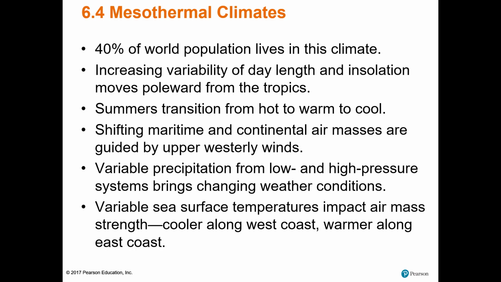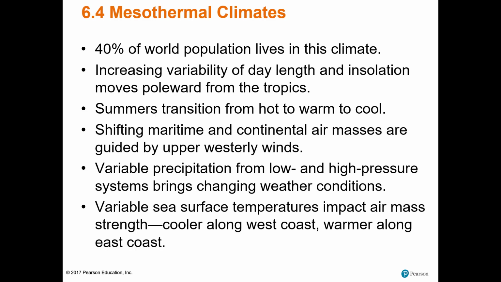Moving on to mesothermal climates. 40% of the world's population lives in this type of climate. There is an increasing variability of day length, which means that in the northern hemisphere, we have longer hours of daylight in the summer, shorter hours of daylight in the winter. And there is also an increase in the variability of the amount of insolation moving poleward or towards the poles from the tropics. The summers transition from hot to warm to cool.